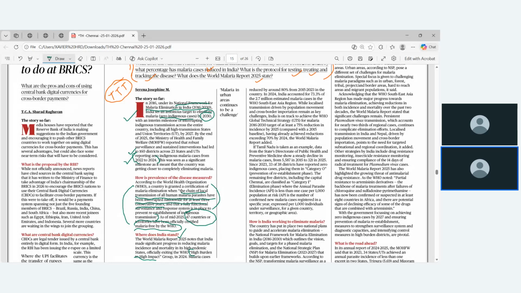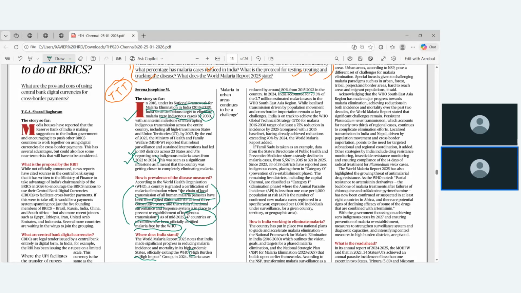So we have come down from the high burden group to the high impact group. In 2024, that was done. Malaria cases reduced by around 80% from 2015 to 2023 in the country. In 2024, India accounted for 73.3% of the 2.7 million estimated malaria cases in the World Health Organization Southeast Asian region.